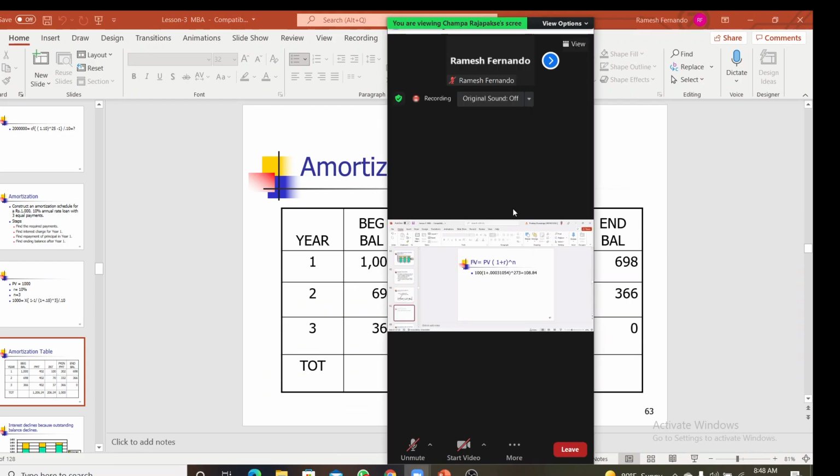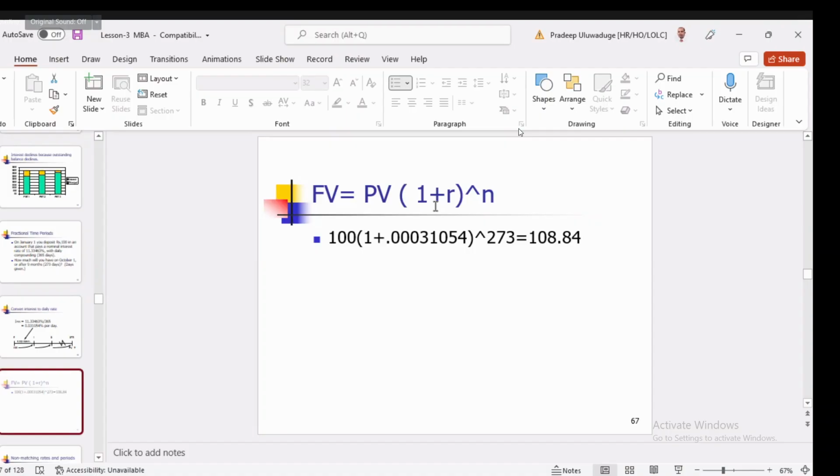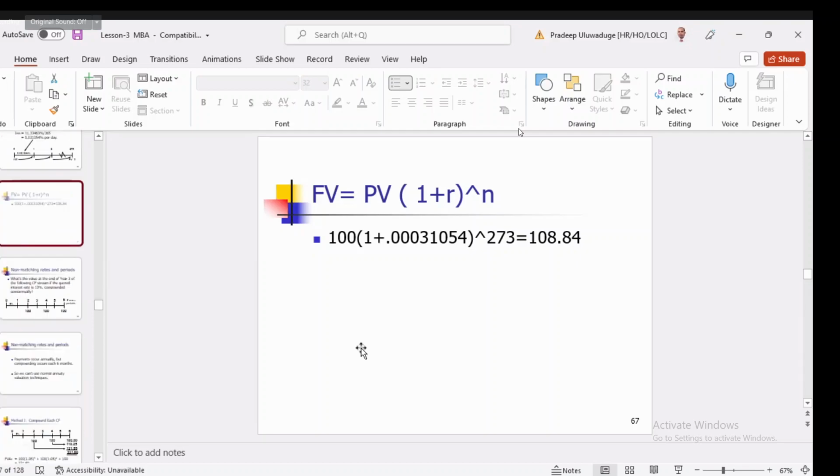So this is the familiar formula, quite worth remembering. Since it's a simple formula, I think it's easy to remember. Future value equals present value into 1 plus r to the power n. 100 is the present value which was invested on 1st of January, and this is the daily interest rate divided by 100 to give it in the form of a decimal. To the power 273, you get 108.84. So that is how you handle fractional time periods.